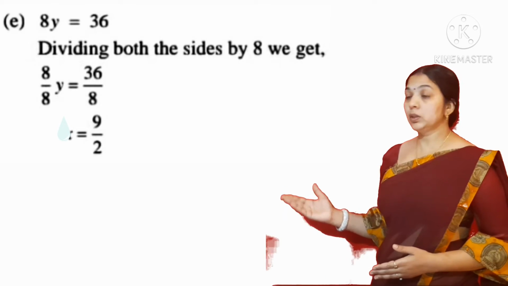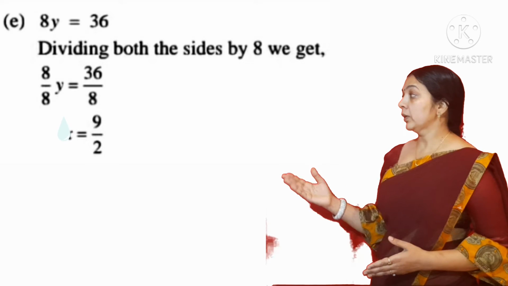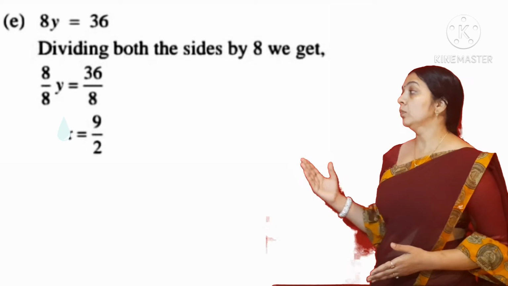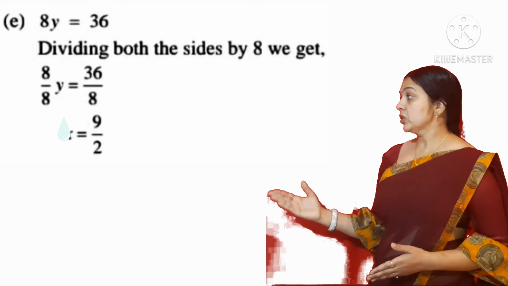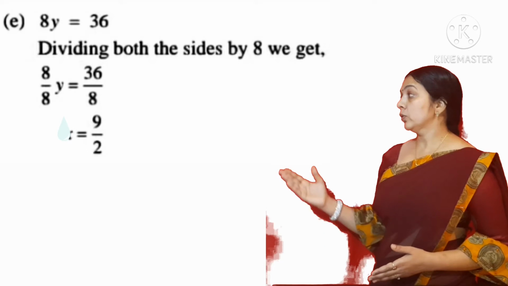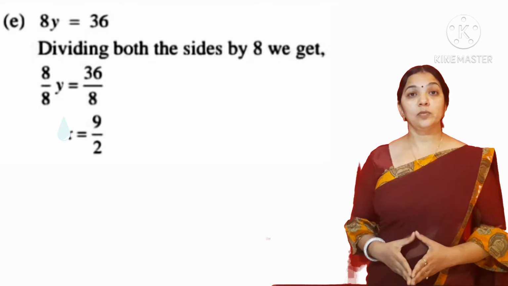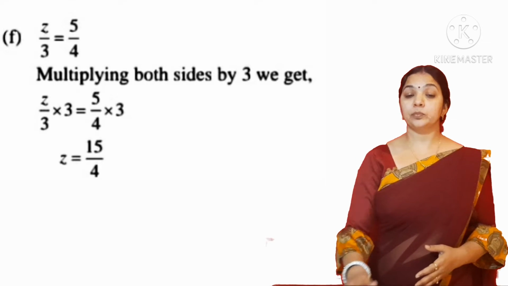8y is equal to 36. Here we have to calculate the value of y. So we will divide by 8 on both hand sides. On LHS, 8 will be cancelled out by 8. So y is equal to 36 upon 8. So y is equal to the answer for this equation.